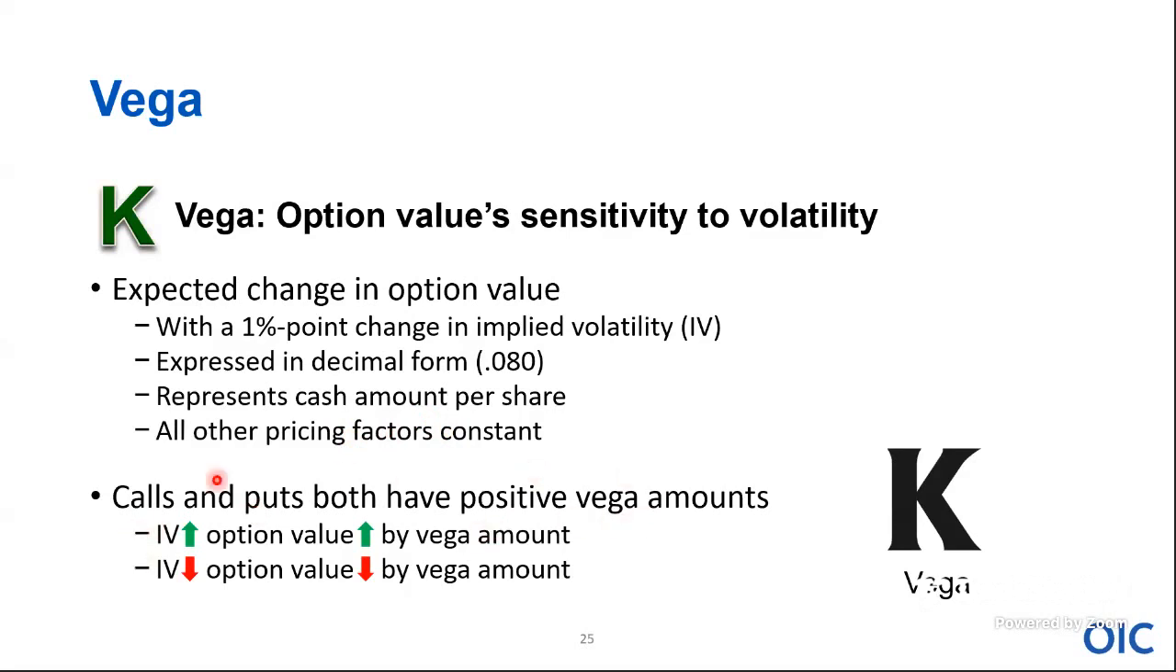But something that's a little more intuitive, calls and puts both have positive Vega amounts. If implied volatility increases, both call and put prices go up. And if implied volatility decreases, both call and put prices go down. Translating that into positions like I did with some of the others, if you buy options, you are buying volatility and you have a long Vega position. If you are selling options, you have a short Vega position.